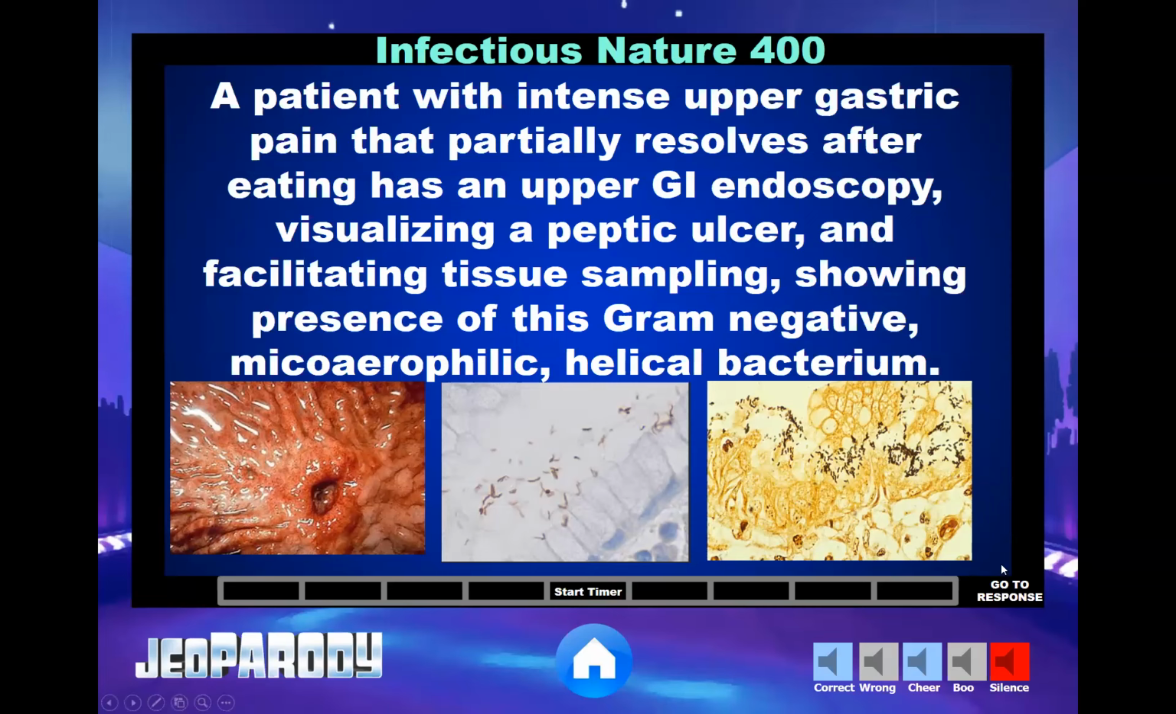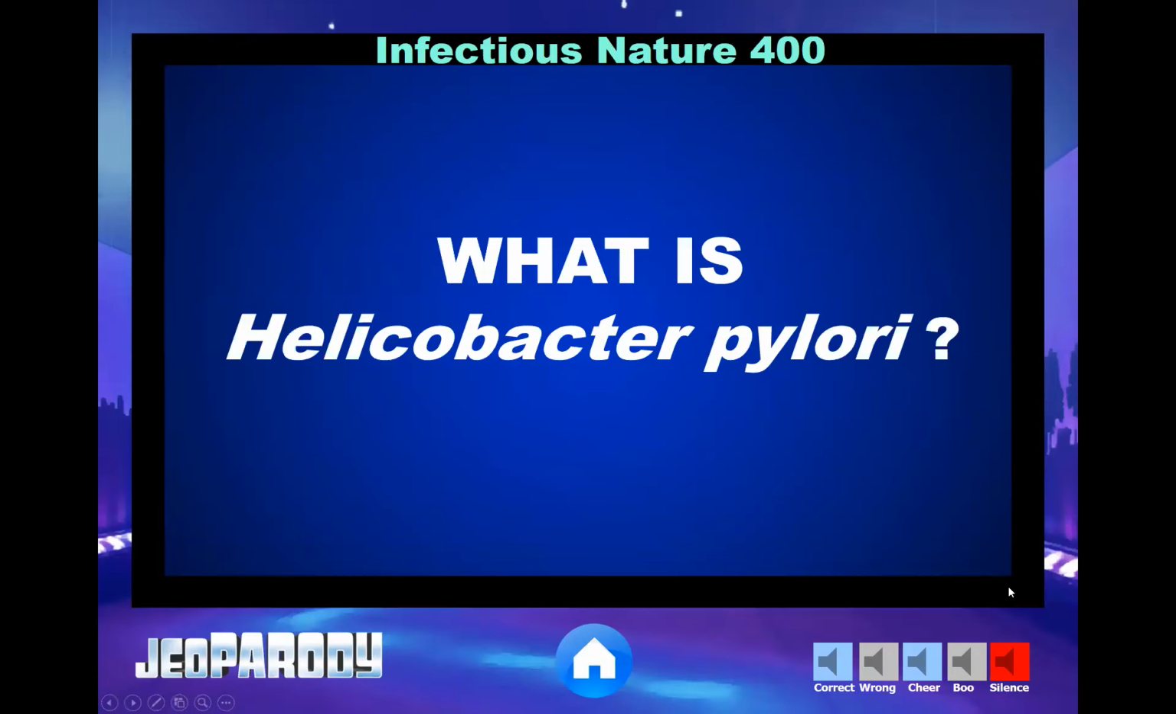H. pylori, our anonymous attendee, is absolutely correct. It is Helicobacter pylori. Generally very easy to treat, but we have to identify it first. And this is not something that's going to grow up in a culture. If tissue samplings are not positive, we may have to turn to other laboratory tests to identify the presence of H. pylori or the increased likelihood.